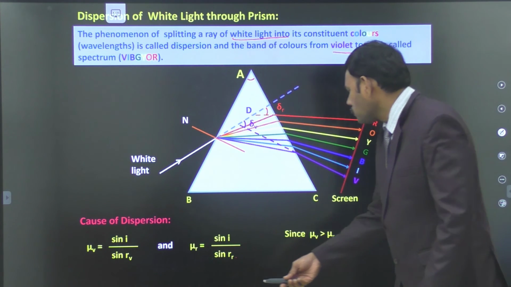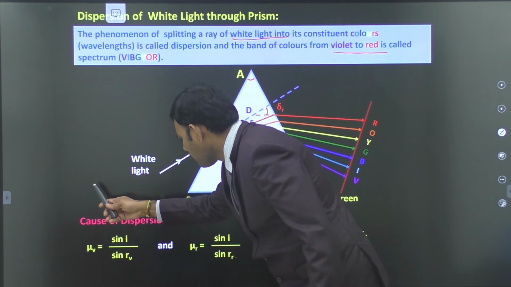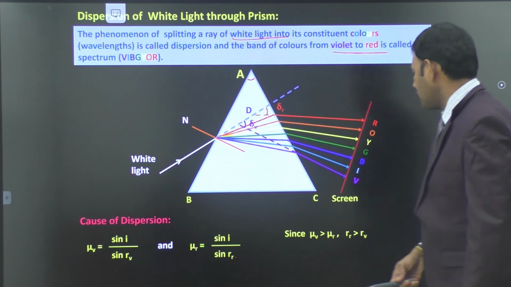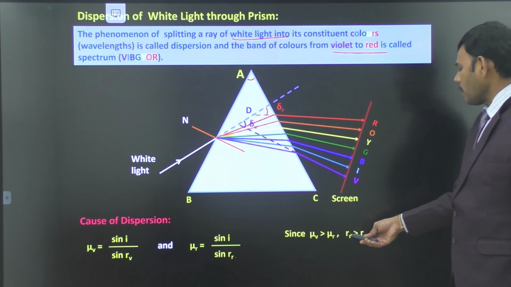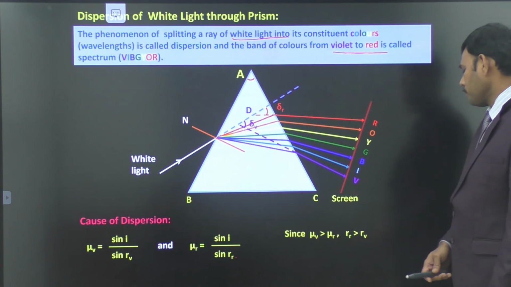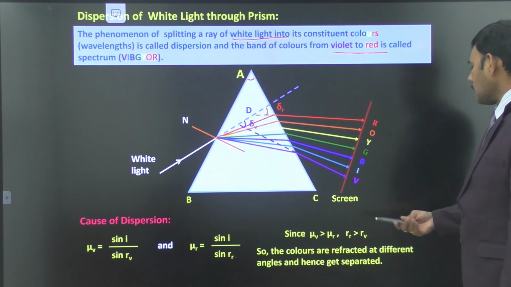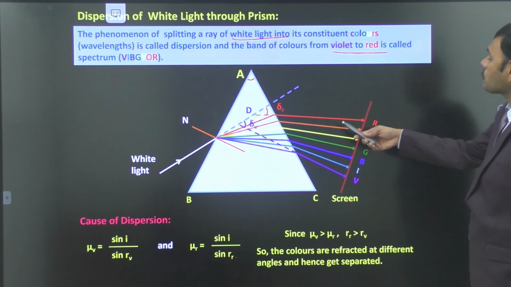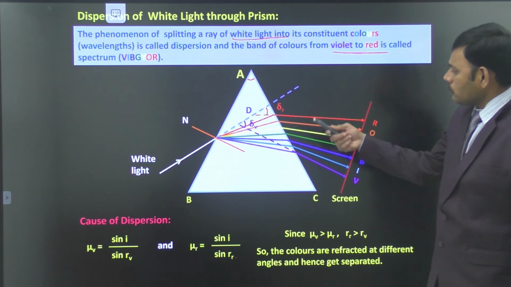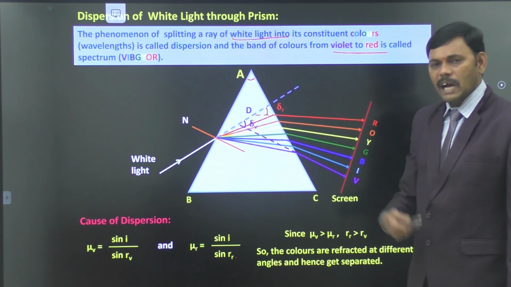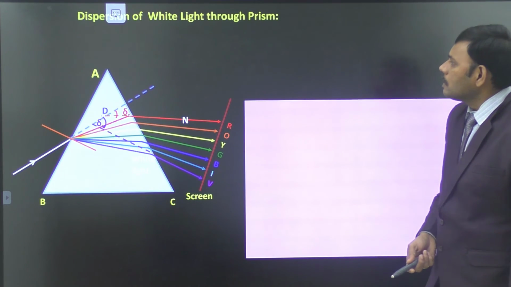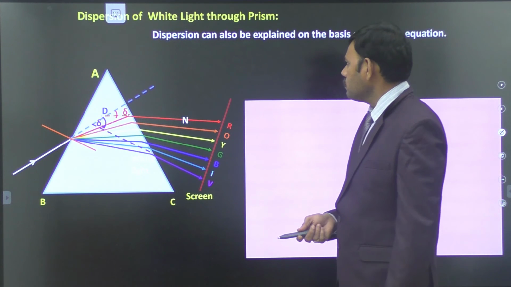So as refractive index is more for the violet color, this refracting angle gets reduced. So the refracting angle is less for violet color. Violet color undergoes less refraction. So the colors are refracted at different angles and it shows the phenomena of dispersion. So I would like to explain the cause of dispersion with one more idea. Let us see dispersion of white light through a prism.